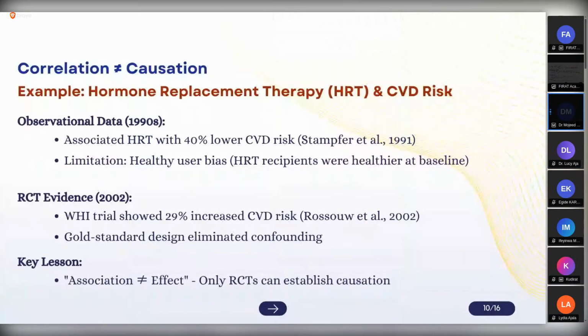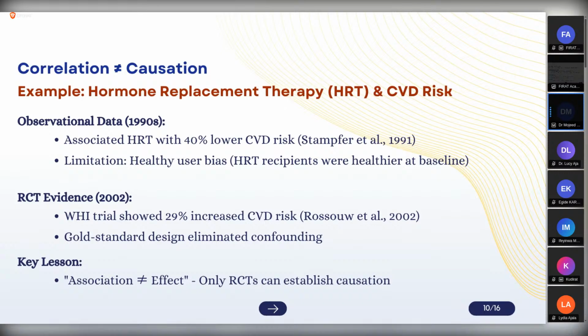Okay, let's look at examples of what we have said. I've given you an example, but let's look at some published papers. This is a published paper. You'll see the reference to all the studies that are mentioned in this presentation. Hormonal replacement therapy and cardiovascular disease risk. Observational data in the 1990s found that HRT was associated with 40% lower cardiovascular risk.